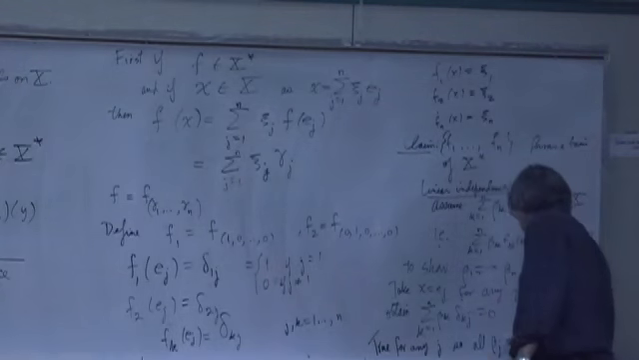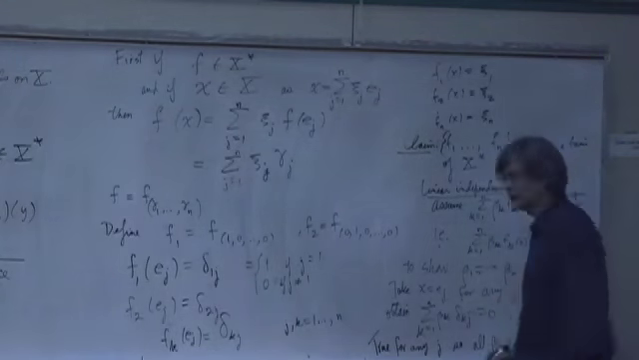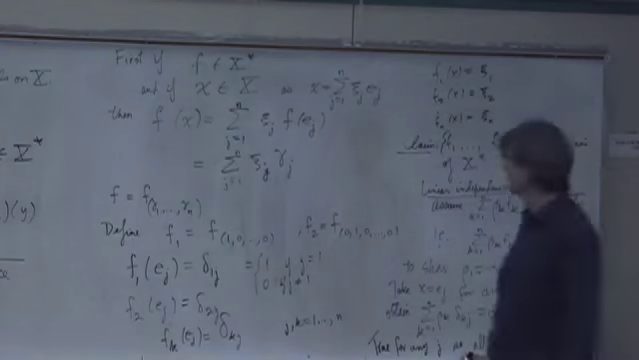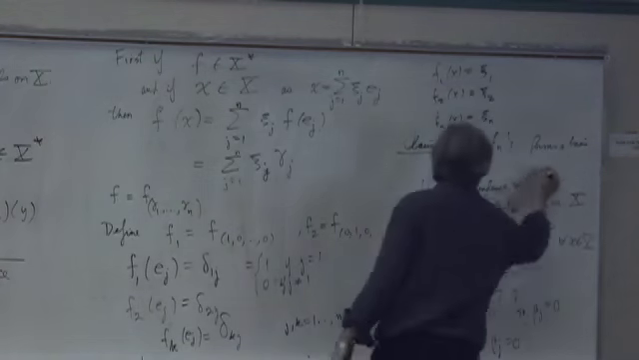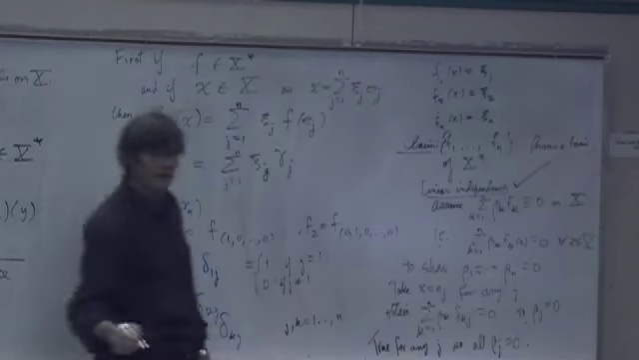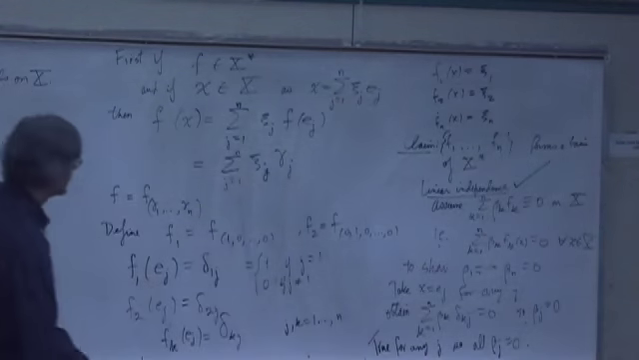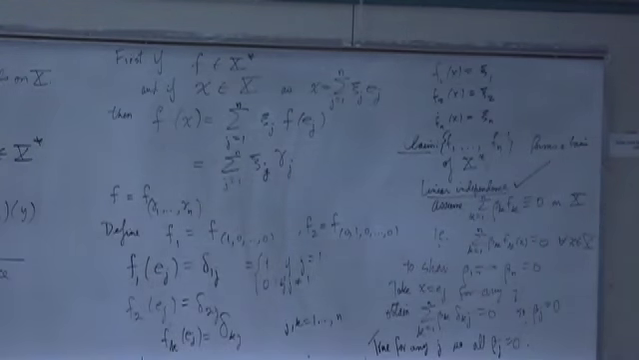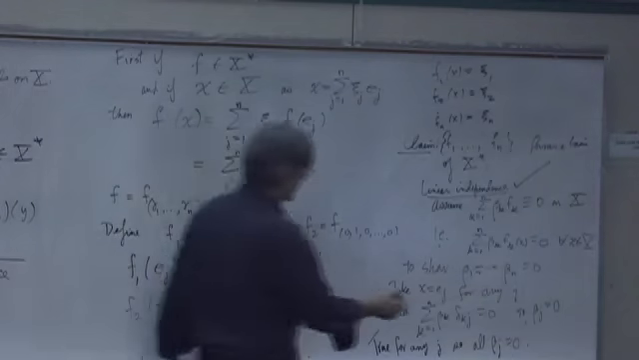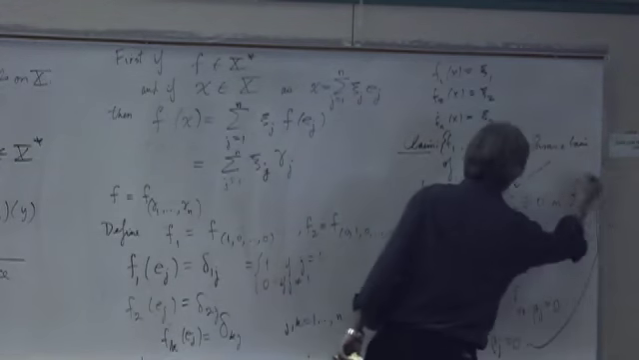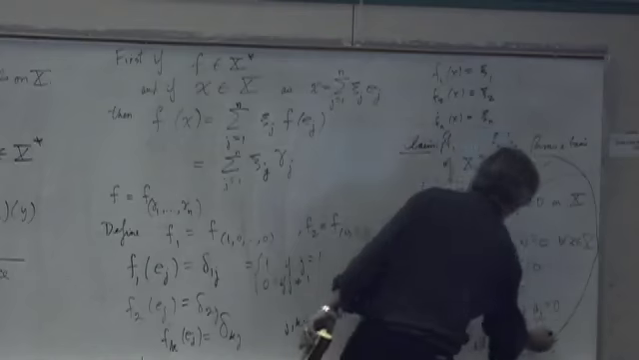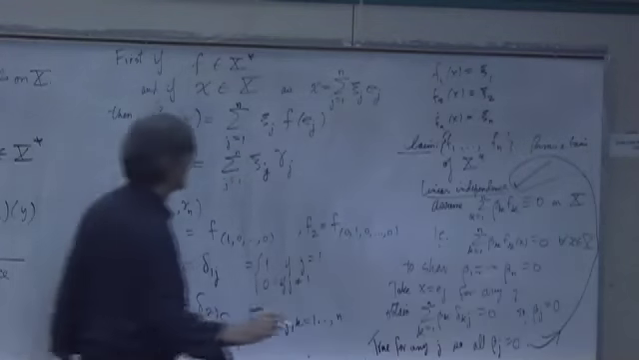Beta j equals 0. Okay, so that shows linear independence. So this is check. I guess I should put an arrow up to that so it's clear.